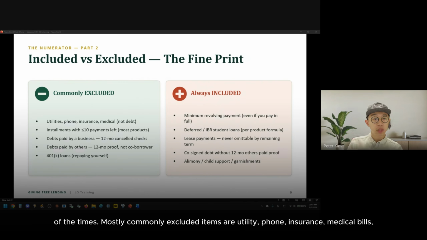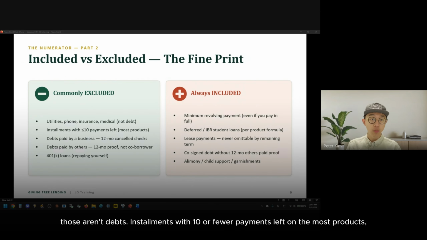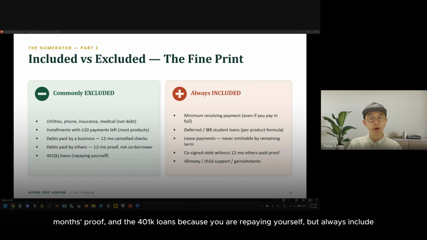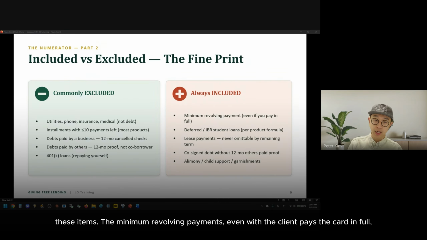Most commonly excluded items are utilities, phone, insurance, and medical bills. Those aren't debts. Installments with 10 or fewer payments left on most products. Debts paid by a business with 12 months of canceled checks. Debts paid by others with 12-month proof. And 401k loans, because you are repaying yourself.